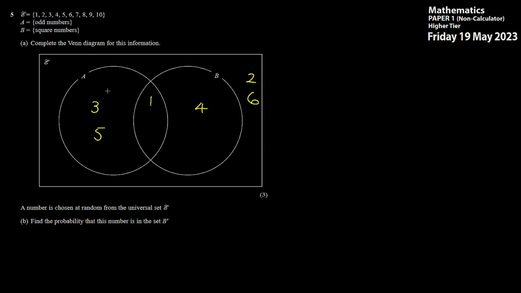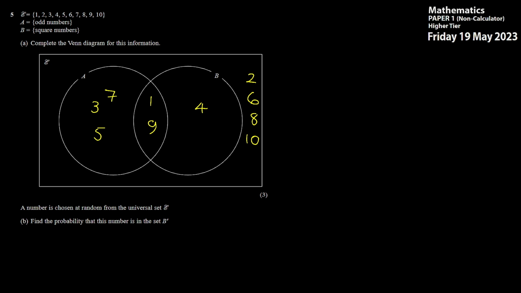7 is odd, but not a square. 8 is even, and also not a square, so 8 will be out here. 9 is both odd and a square. And 10 is even, so it's not odd, it's not a square, so 10 will sit out here. And that's completed the Venn diagram, which is the first part of the question.